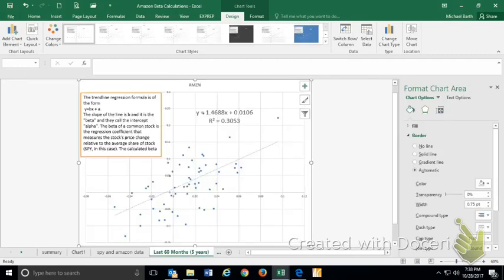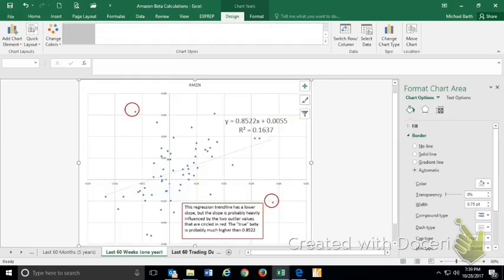All right, so I actually did these ahead of time, and this is the prettied up version, and I threw in some explanation boxes in here. But some people like to watch videos, so that's why I added the videos by way of explanation. Notice I get a beta of 1.4688, or 1.47 with rounding, by using monthly data. If I use the weekly data, using the last 60 weeks, I get a much different answer. The beta is 0.8522.